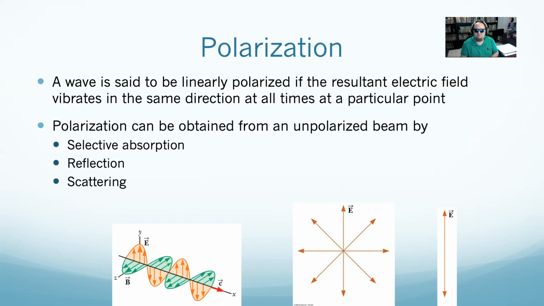Going for polarization. When you have linearly polarized light, and there are other types of polarization, but we're going to talk about linear for now, all the electric fields are lining up. And there's a lot of ways to do that. The main ways, though, are selective absorption, reflection, and scattering. And I want to start with selective absorption because that's the easiest.